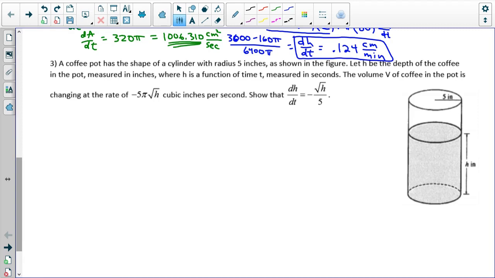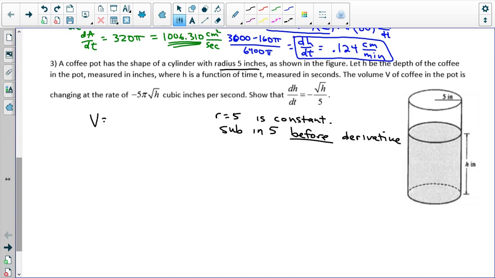Problem 3. In this problem, I want you to read it. You can see that the radius is 5 inches and it's not changing. So it's not like this is a cylinder that's increasing like in the oil slick problem. So that means r equals 5 is constant. And I am allowed to sub in 5 before taking the derivative. And that is very nice and saves a lot of problems when I am allowed to do that, which I am in this problem.